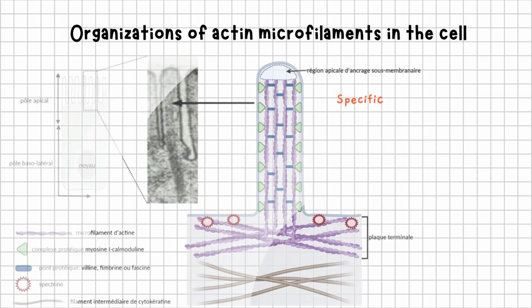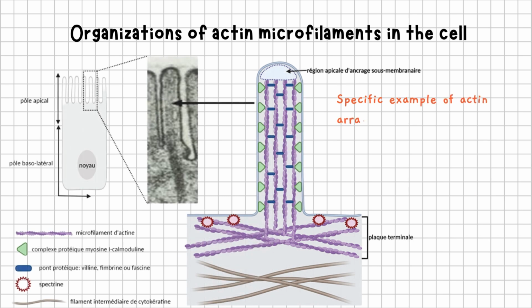To illustrate the diversity of actin microfilament organizations in the cell, let's examine a specific example of actin arrangement in epithelial cells. As shown in the image, microfilaments are grouped into parallel bundles in the apical region of the cells, forming structures known as microvilli.